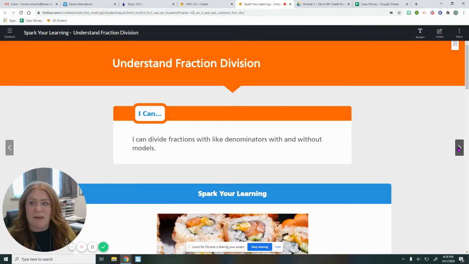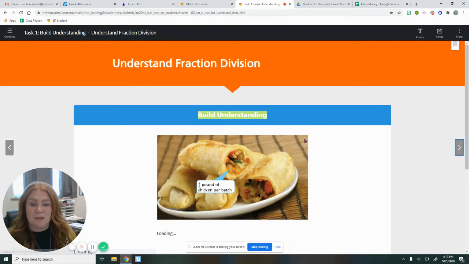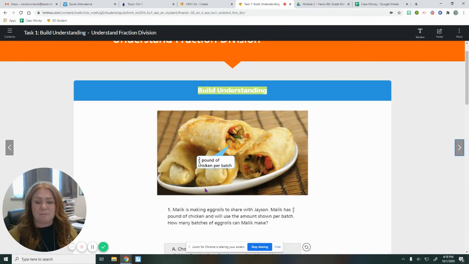To task 1 now. So task 1 is making these egg rolls. So we're all going to be really hungry today.